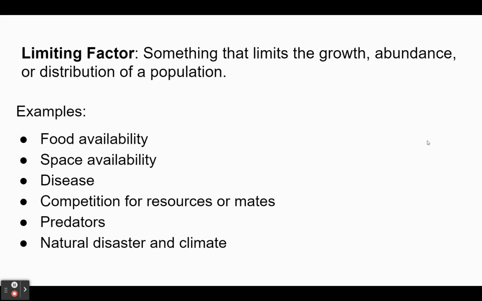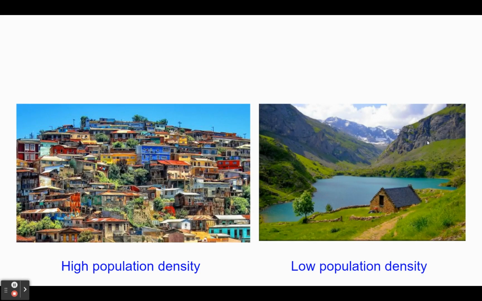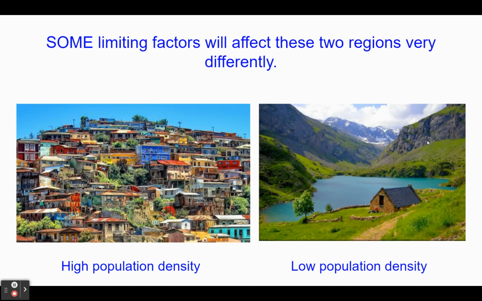But we can actually group these limiting factors listed here into two groups. And it's going to be based on the effect that these two groups have on the population, and it depends on how dense that population is. So on the left, we have a high population density, and on the right, we have a low population density. Some limiting factors will affect these two regions very differently. So for example, which area would we expect to have more competition for resources? Definitely the one on the left. So competition for resources will affect these two areas differently.